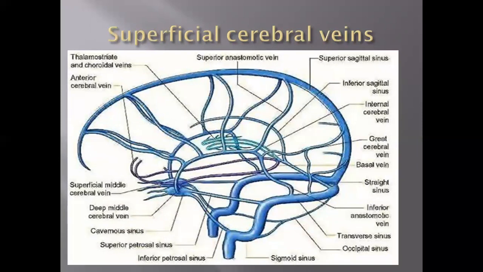They're about 8 to 12. And these are actually going to empty into the superior sagittal sinus. So this is your superior sagittal sinus. Then you have those bridging veins, rupture of which will lead to a subdural hematoma. Then you have what are known as superficial middle cerebral veins there.